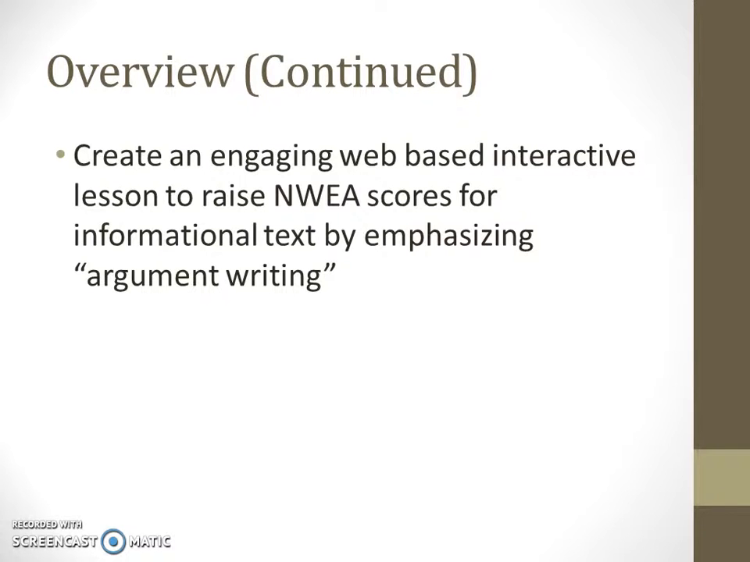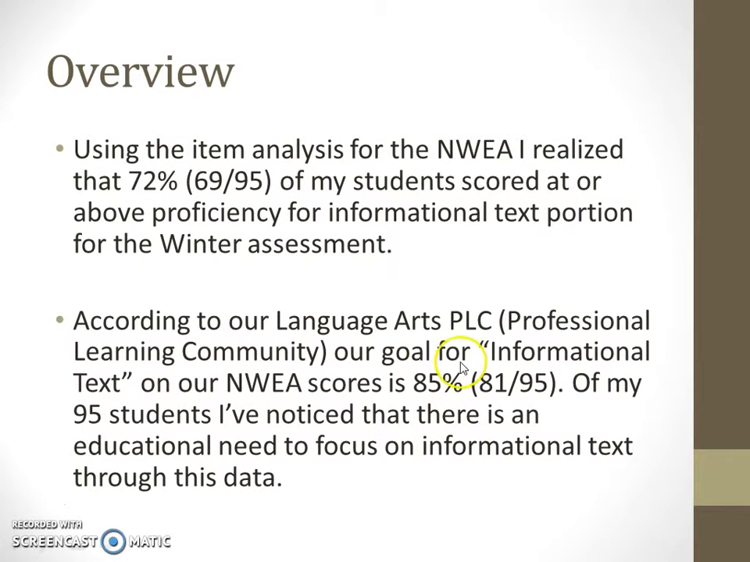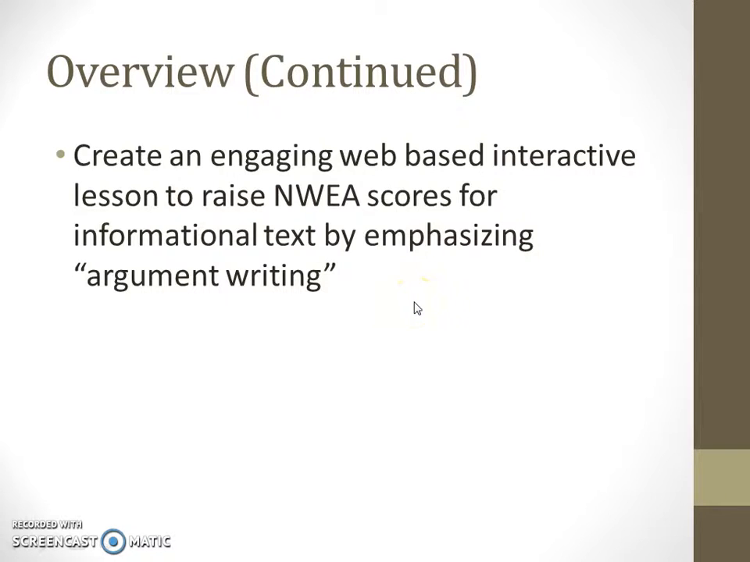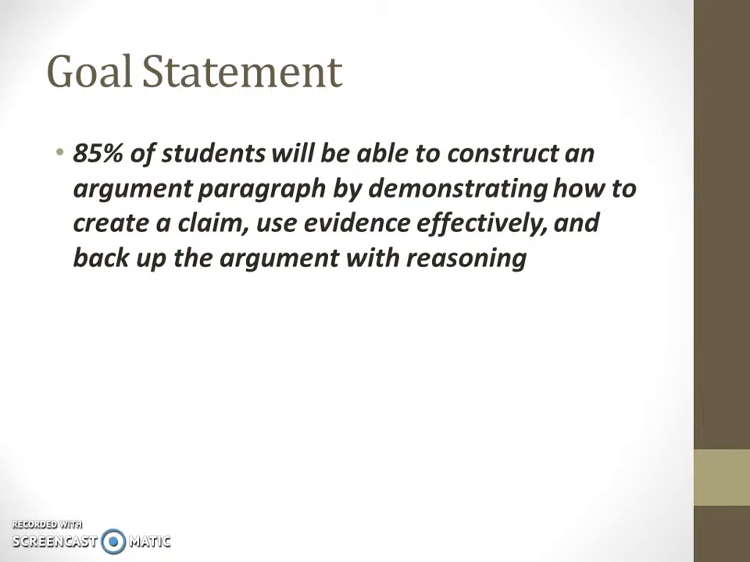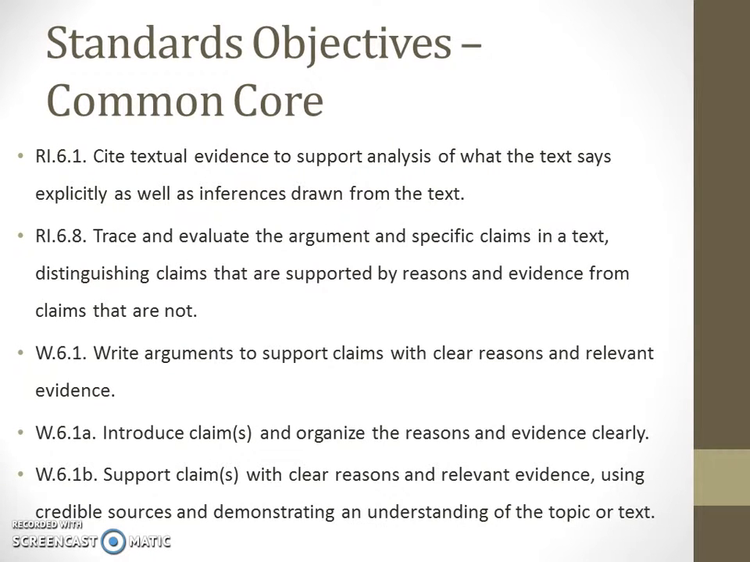So my goal, to get from a 72 to an 85%, is to create an engaging web-based interactive lesson to raise NWEA scores for informational text by emphasizing argument writing. So my goal statement is that 85% of students will be able to construct an argument paragraph by demonstrating how to create a claim, use evidence effectively, and back up the argument with reasoning. Here are the Common Core standards that are touched, both the reading and the writing. I'm just focused on exactly what my goal statement was: claim, evidence, reasoning.